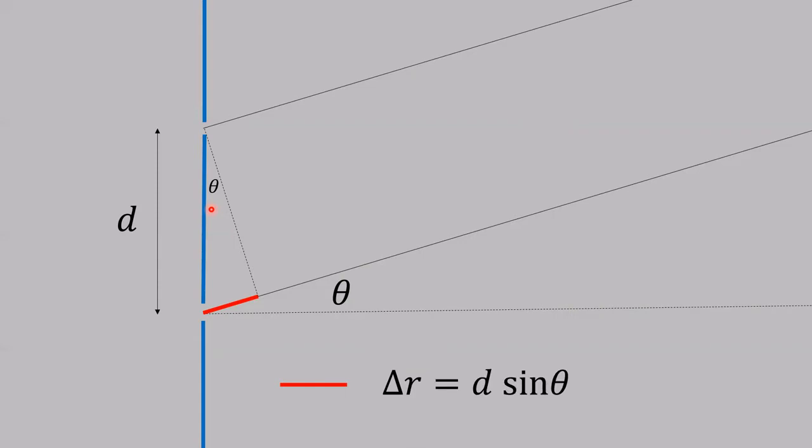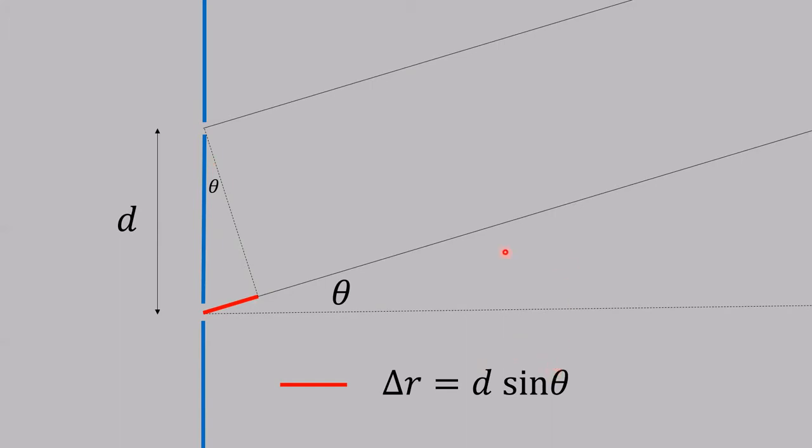Look how easy that was. Take this right triangle. The slit separation, D, is the hypotenuse of this right triangle. So take the hypotenuse, multiply by the sine of the angle, and that will give you the opposite side, the path length difference. So there it is. We can very easily express the path length difference in terms of the separation of the slits and the angle.